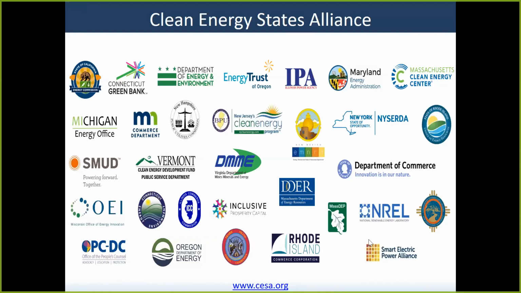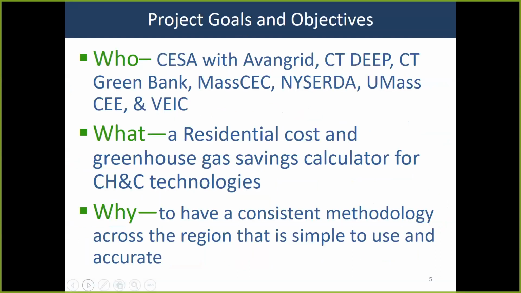So let's dive into the meat of this project. For this project, we're working with some of our members in the Northeast, plus Avangrid, which is a sustainable energy company that, among other things, owns electric and natural gas utilities. But our other project partners are Connecticut DEEP, the Connecticut Green Bank, MassCEC, and NYSERDA. And we've also partnered with UMass Clean Energy Extension. They've been serving in an advisory role, and we've been consulting with them throughout the project, looking for their expertise and advice on various aspects of the tool.